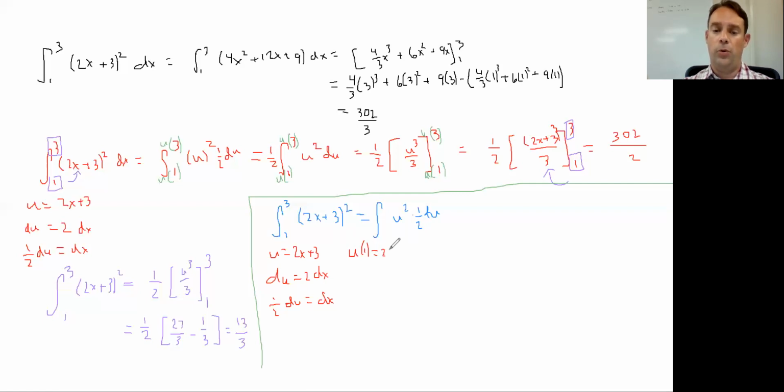So 2 times 1 plus 3. Well, that would become 5. So in place of 1, I would plug in 5, because that's what u of 1 would be. In place of 3, what if I evaluated it into my u function? Well, that would be 9.